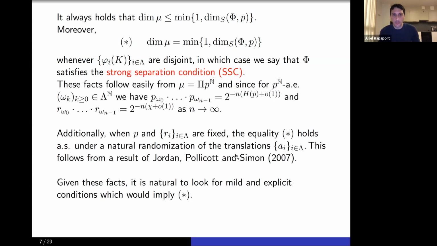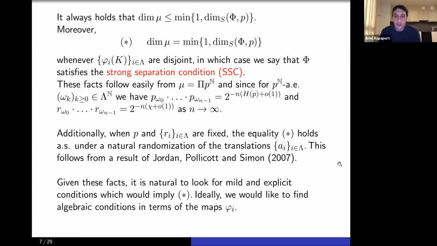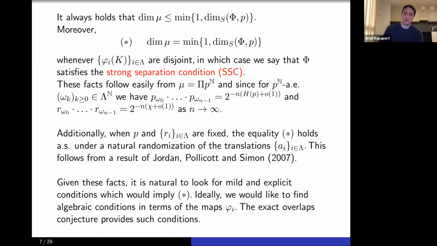it's natural to look for as mild as possible an explicit condition which would imply this equality star. The strong separation condition is an explicit condition, but it's very restrictive, and ideally we would want the necessary and sufficient condition for this formula to hold. Ideally we would like some nice algebraic conditions in terms of the maps phi i. The exact overlap conjecture, which I will soon state, provides such conditions. So I'll move on to talking about the conjecture.